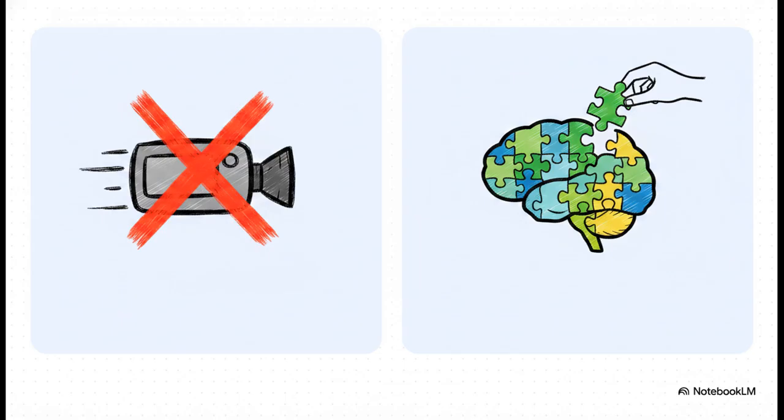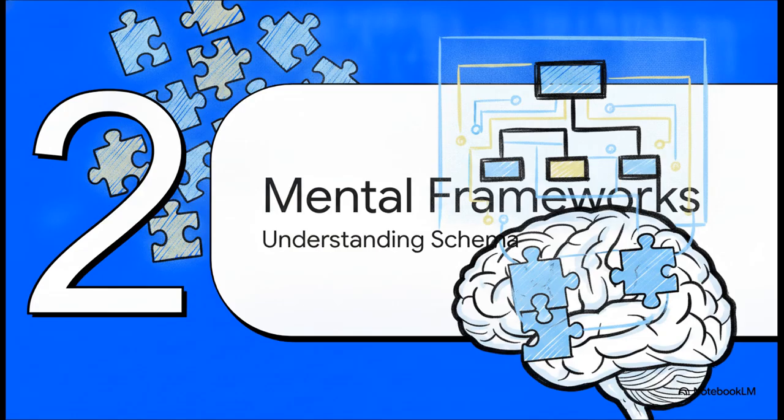You're piecing together fragments of information on the fly. And to fill in the missing gaps, your brain uses your previous knowledge, your cultural background, and your expectations. It's an active assembly process happening in real time, every single time you remember something. It's a massive paradigm shift. We aren't just retrieving a past reality, we are actively rebuilding it. Moving into our second section, let's understand mental frameworks.